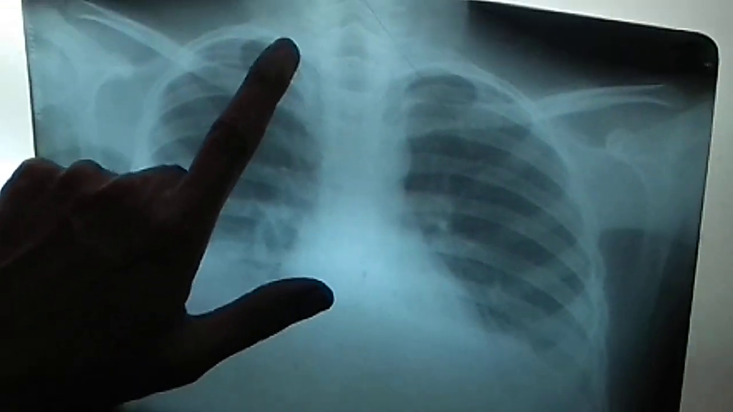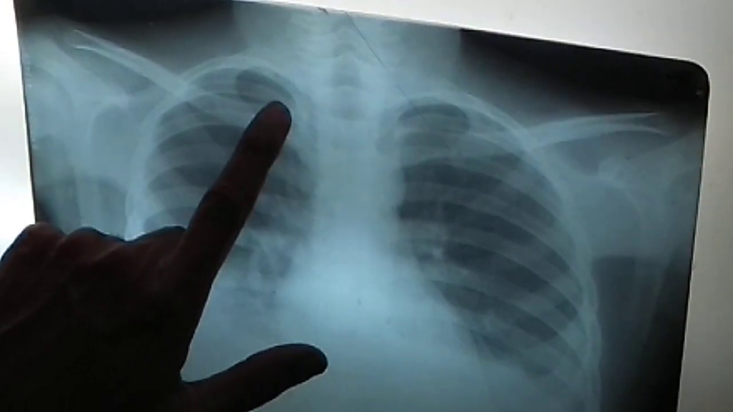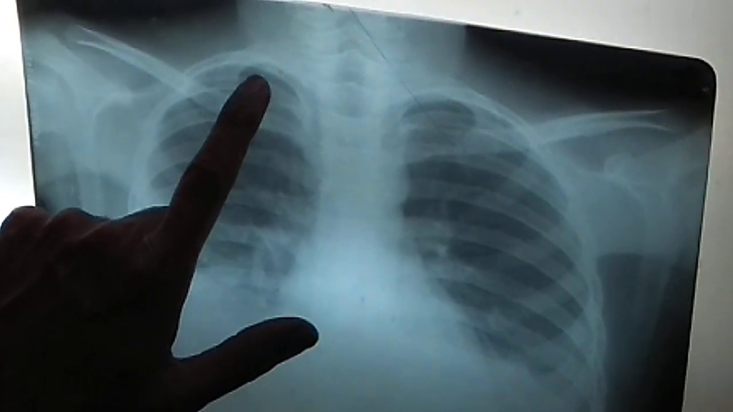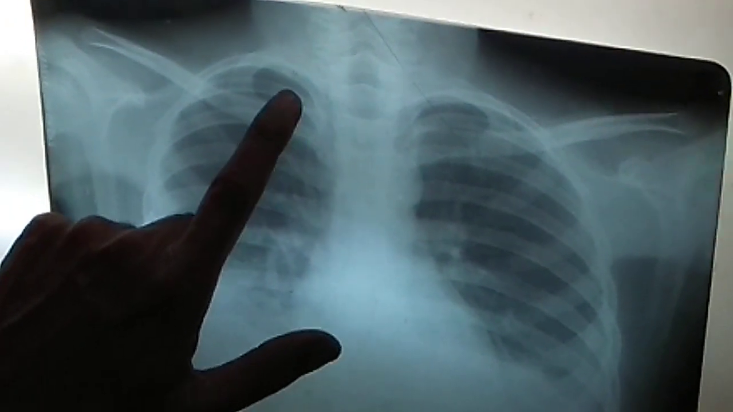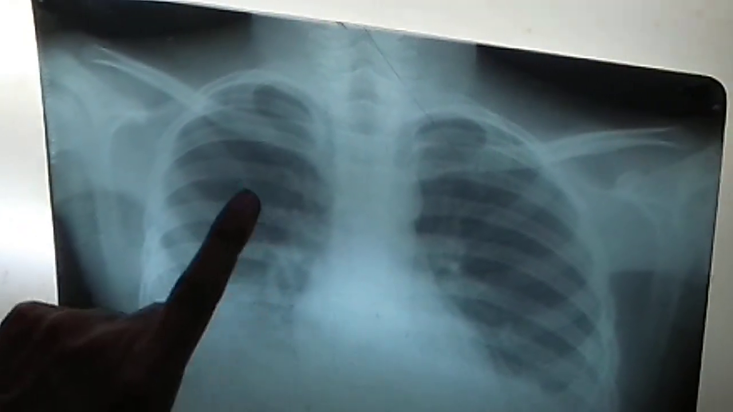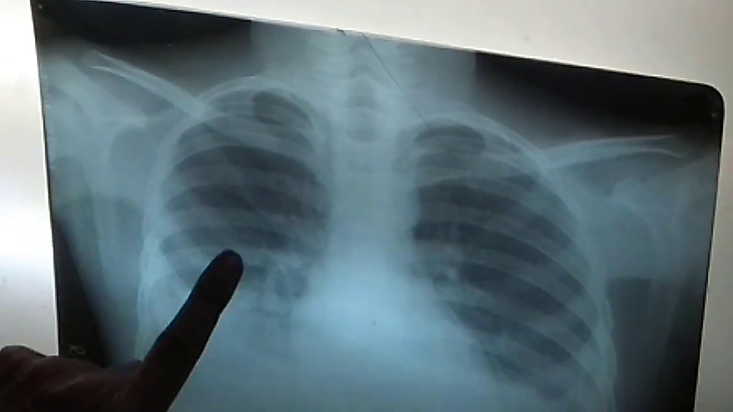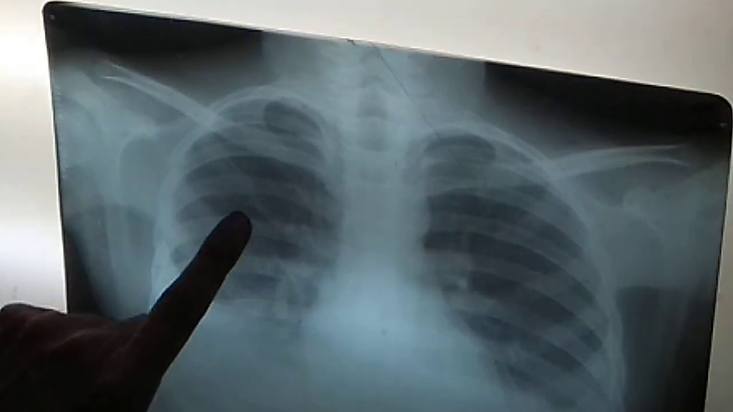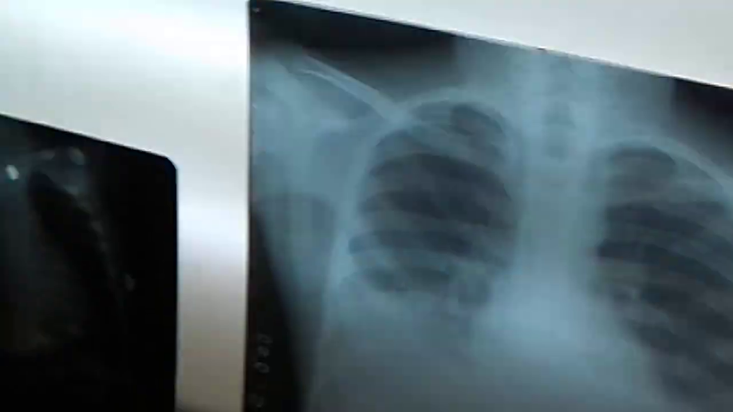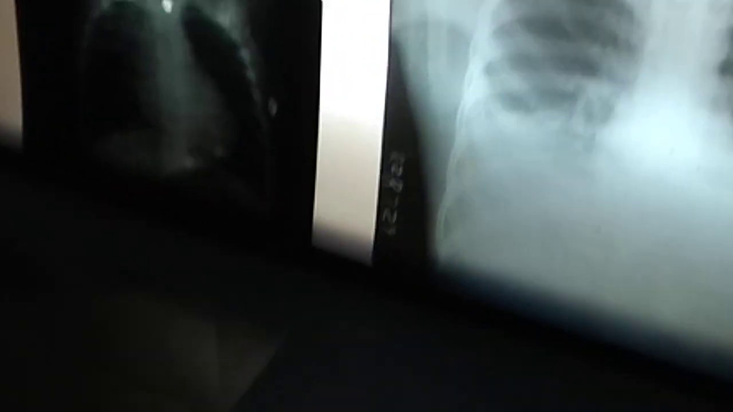From the posterior end, first space, second. You can have first, second, and this is the third, and this is the fourth. From fifth onward, this is the lower zone. Third and fourth are the mid zone. This is the upper zone. So compare both the lung fields in the respective zones, upper, mid, and lower.